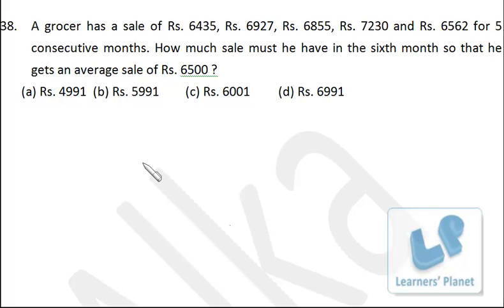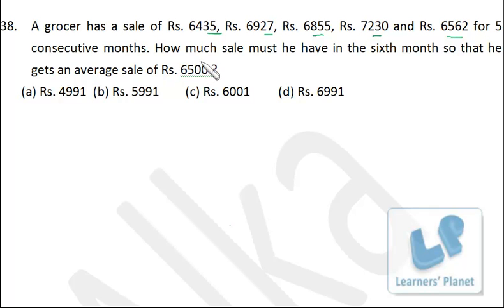Now we see this problem. A grocer has a sale of rupees 6435, 6927, 6855, 7230 and 6562 for 5 consecutive months. How much sale must he have in the 6th month so that he gets an average sale of 6500? Once again we can go by the deviation method. We want the average to be 6500, so we see the deviation.